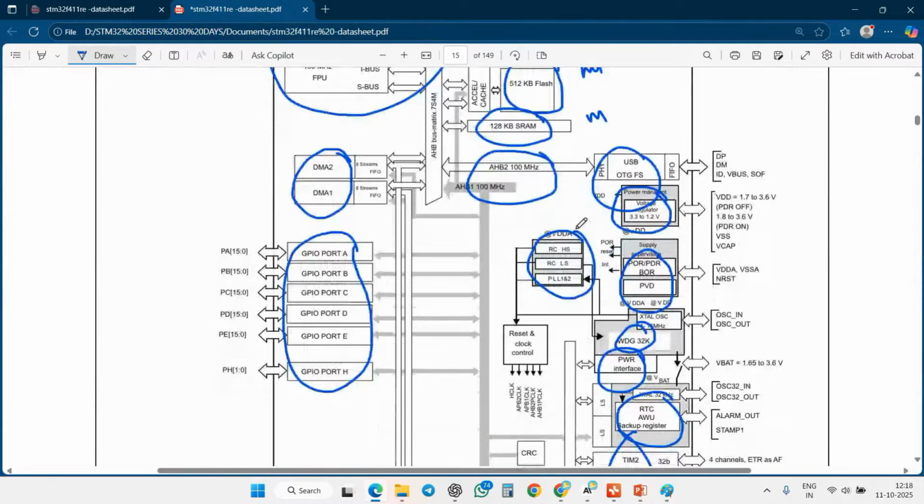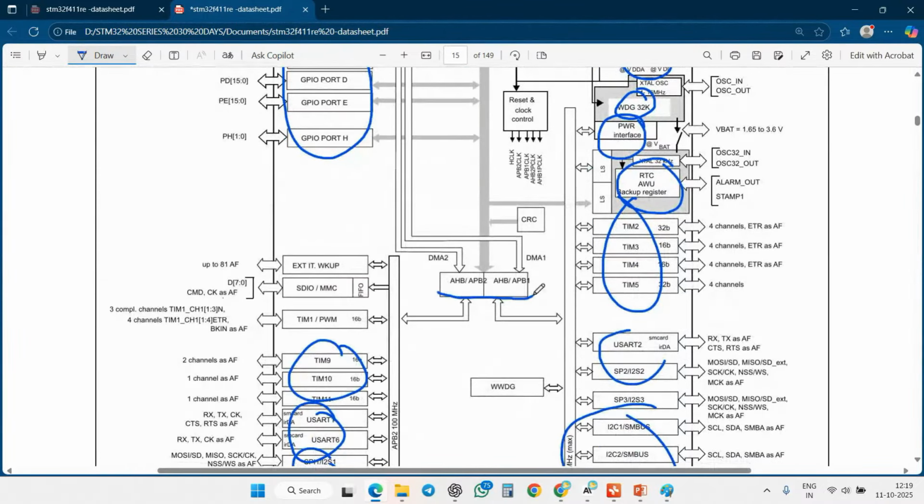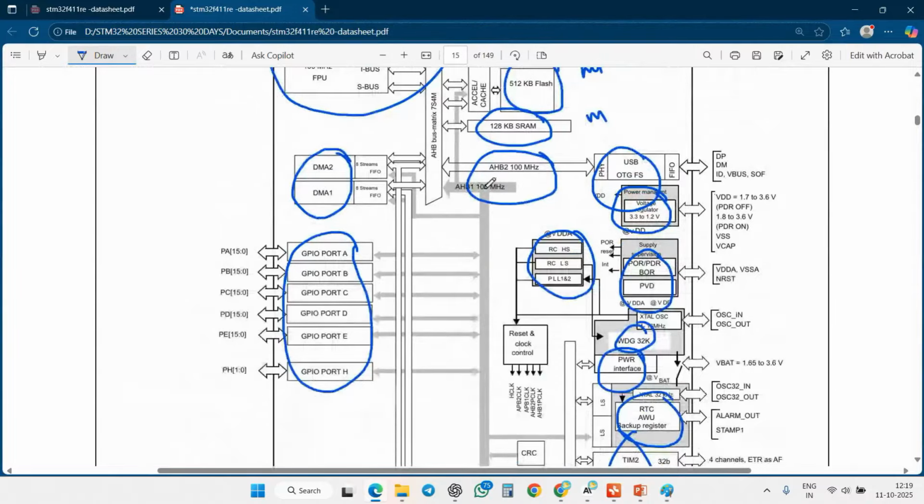So whatever things we have studied up to now, which are present inside your microcontroller, everything has been represented in the block diagram. I can simply study this one, and all the peripherals. And what about this AHB and APB bus? Most probably the highlighted ones are these buses. So what are their purposes?